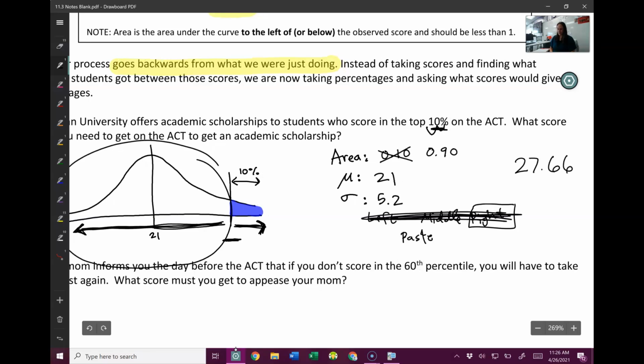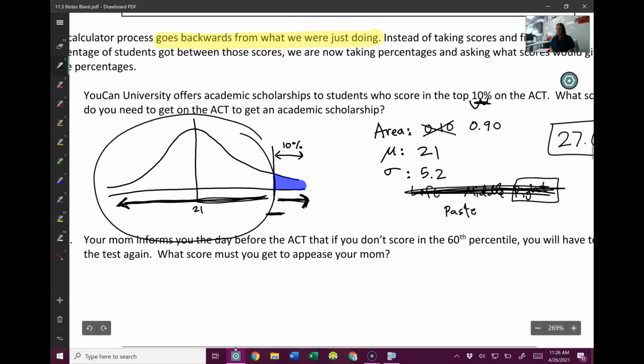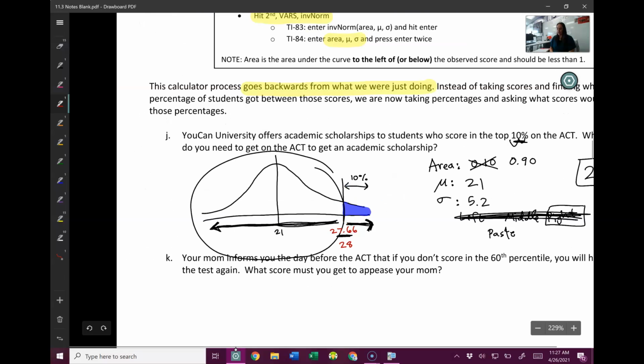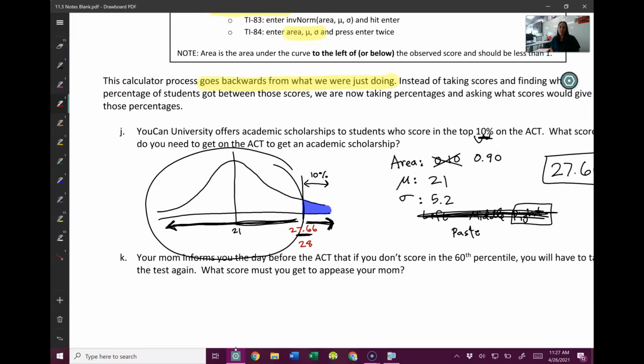27.66. So that is the ACT score I would need right here, 27.66 or a 28. I would need to get at least a 28 on the ACT to get into this university, to be in the top 10% of students.